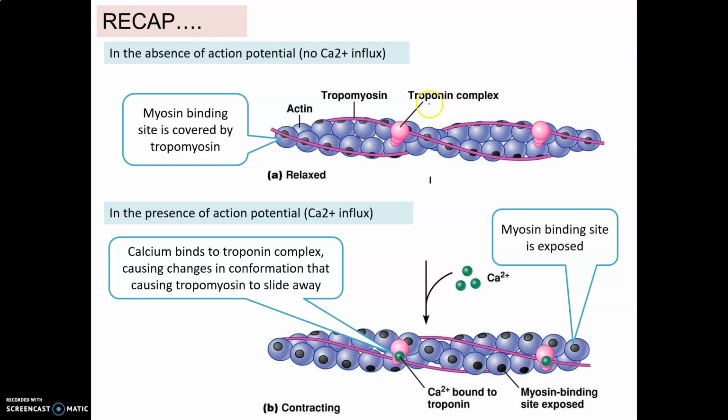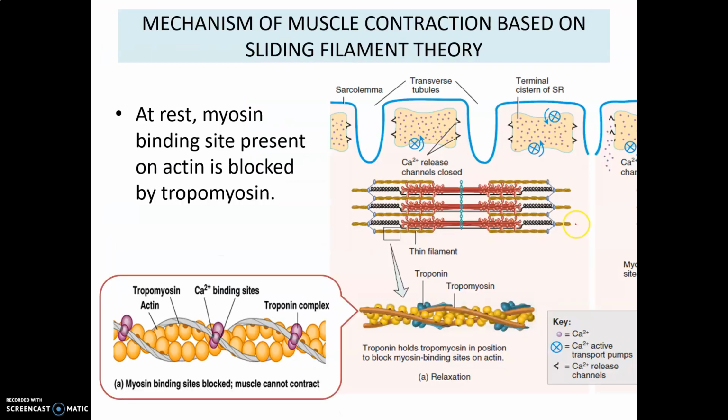the troponin complex of actin. If you look at the absence of action potential, there is no calcium ion, so the myosin binding site will be covered by tropomyosin. It is indeed closed, the myosin binding site on actin. But when calcium ion binds to the troponin complex, it changes its conformation, causing the tropomyosin to slide away and exposing the myosin binding site. Okay, now the myosin binding site is exposed. That is the concept you must understand.